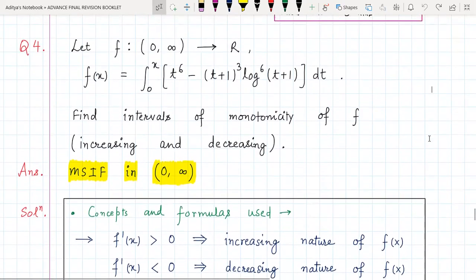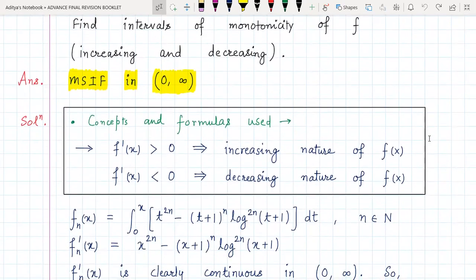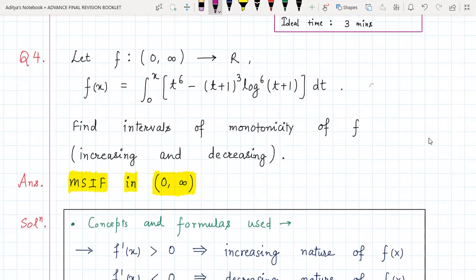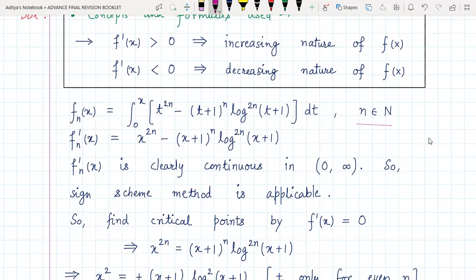Now let us see how to solve this question. So concepts and formulas are once again the same. If derivative is greater than 0, then increasing nature of the function. If the derivative is less than 0, then it would be decreasing in nature. Now let us define f_n(x) is equal to integral from 0 to x of the function (t^(2n) - t + 1)^n into (log(t+1))^(2n) with respect to t, where n is any natural number. So obviously our question is simply the n equal to 3 case, right? So what we are now saying is that we take the derivative f_n'(x). So it comes out to be this much.